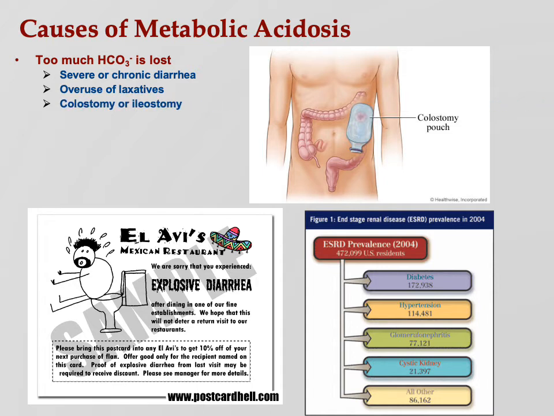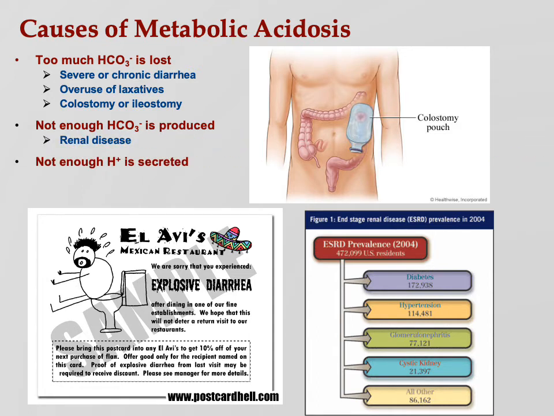Colostomy or ileostomy, that's a problem here, where people have a rerouted colon going into the colostomy pouch, so it can't be reabsorbed in the colostomy pouch. And if you're not making enough bicarb, so kidney disease. If you're not secreting enough hydrogen, kidney disease, okay? Anything wrong with your kidneys obviously can affect your acid-base balance, all right?